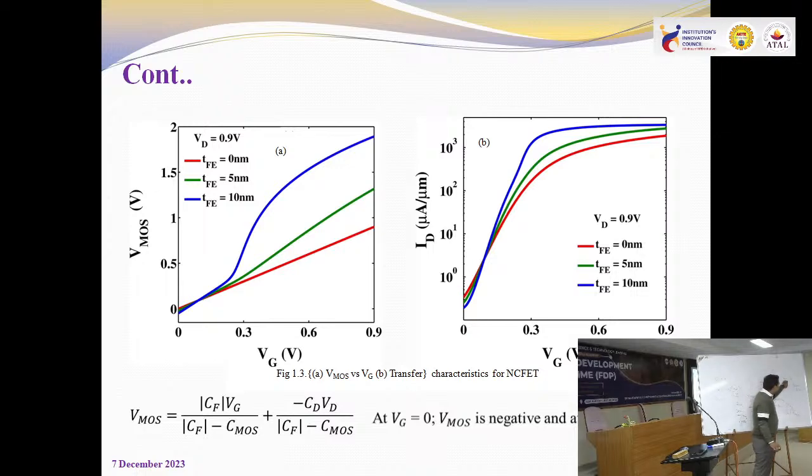Now VD is positive. Positive bias is applied, 0.9. You can see VD equals to 0.9. Now what is AD actually? It is minus CD upon CF minus CMOS. So there is a minus sign. That is why at VG equals to 0, my VMOS is negative.